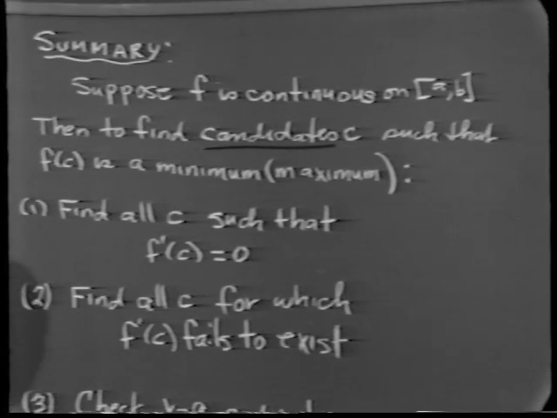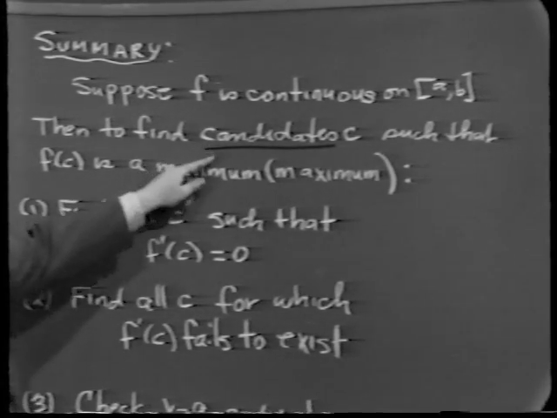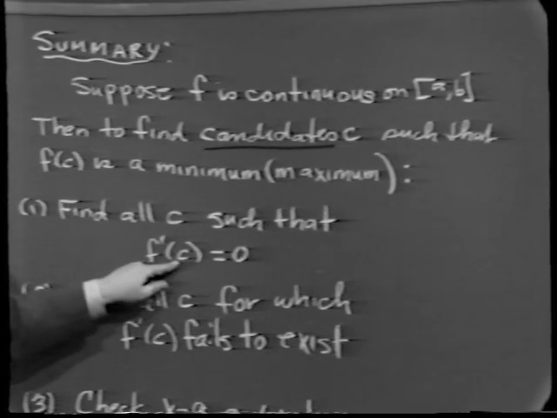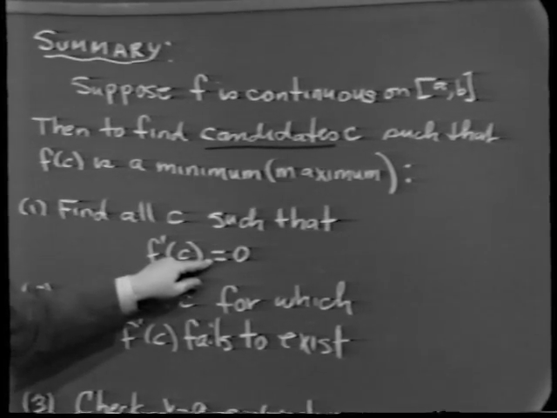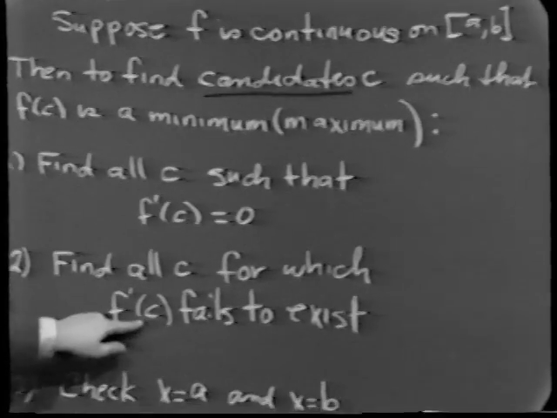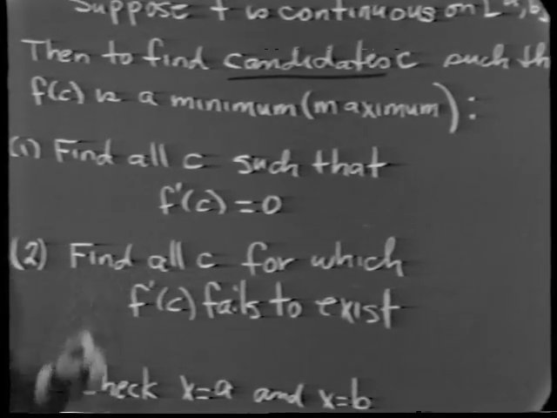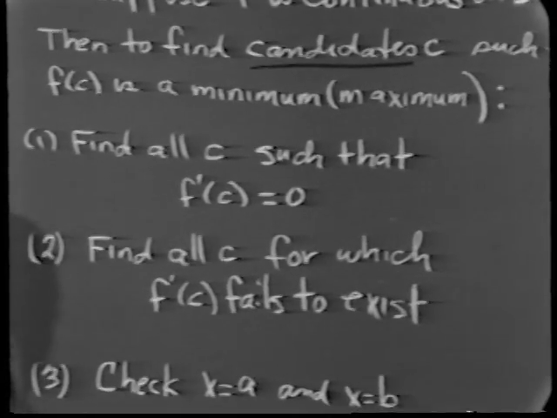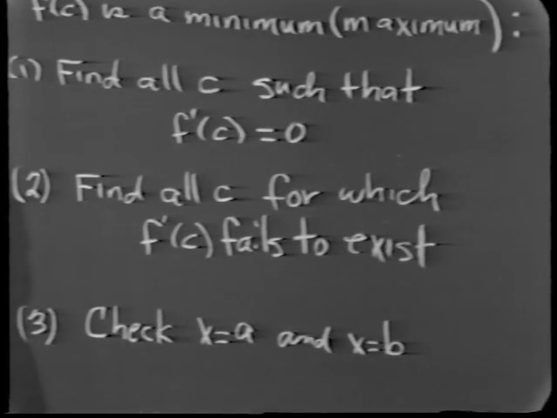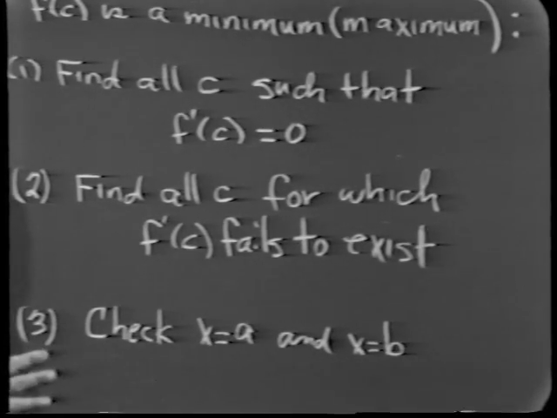Namely, when we're looking for high-low points, the candidates are what? Those points for which the derivative is 0. See, we can check those out because those are possibilities. Those points for which the derivative fails to exist, we can check those out because they're possibilities. And the endpoints. Okay? Namely, if the function is continuous, we check the endpoints.